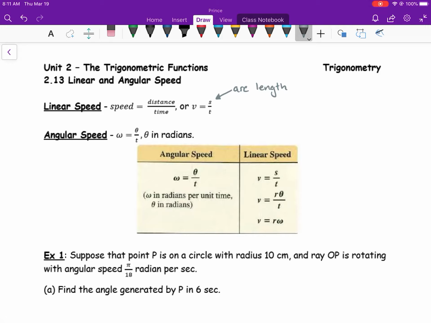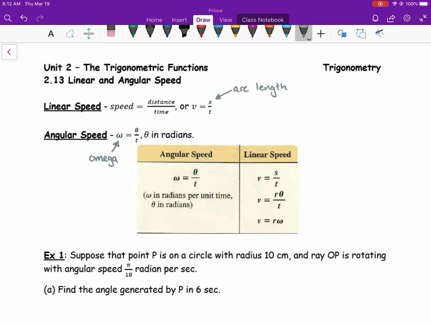Now we're going to talk about angular speed. When something's rotating around a circle, that's the speed and the angle. We have this funky Greek symbol right here. This is called omega, and it's equal to theta divided by t, where t is time.